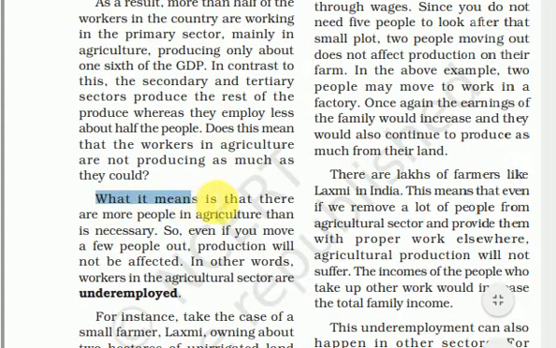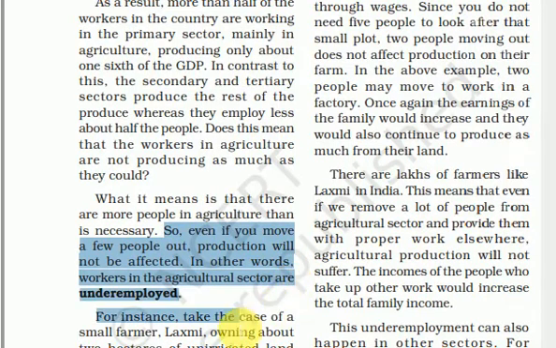What it means is that there are more people in agriculture than necessary, as you have read in the economics chapter in class 9th, that is, people are engaged in work more than required. That is disguised unemployment. You have studied about disguised unemployment. Even if we move a few people out, production will not be affected. In other words, workers in the agricultural sector are underemployed, or we can say disguised employed, where people can do more work but they are not doing much. It means they are underemployed.